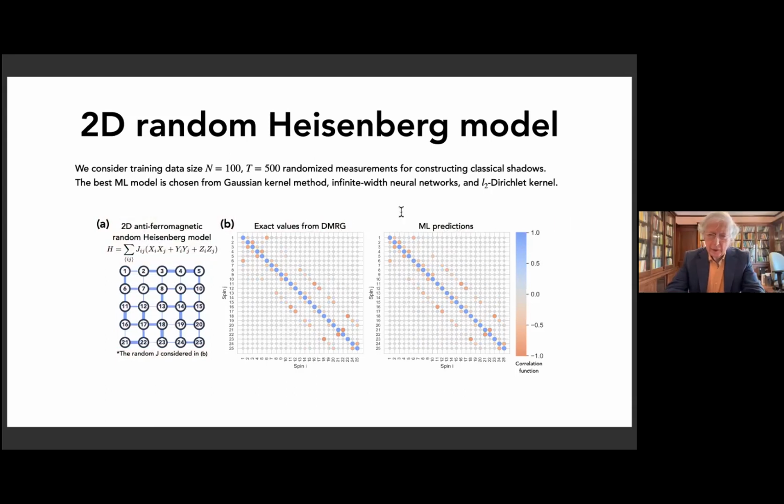Can I ask a question? Yeah. So the non-random Heisenberg model in 2D, it's not known whether there's a gap. Does the randomized model have a gap? You mean the spectral gap? Yeah, I'm also not entirely sure. I don't think it's known.